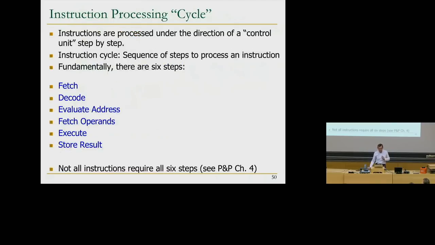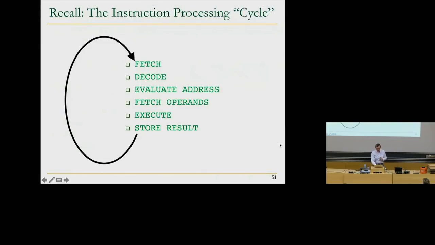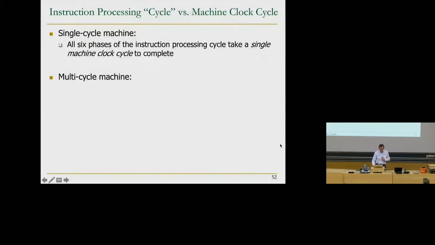So now let's take a look at how we build these machines. We have a control unit, as you know, that processes the instruction step by step. And we know of this instruction cycle. There are 6 steps. We've already covered this, and you already know that not all instructions require all 6 steps. This is the example that we've seen many times before.